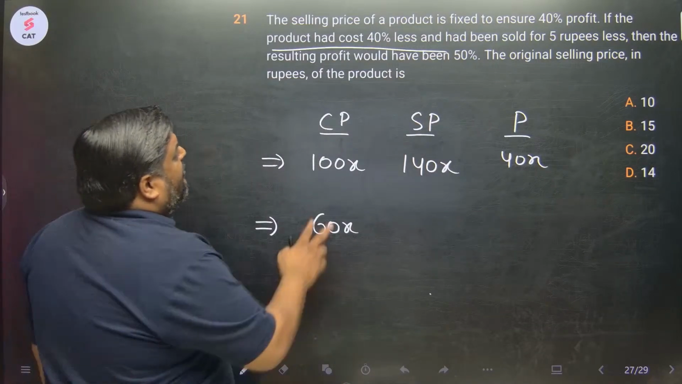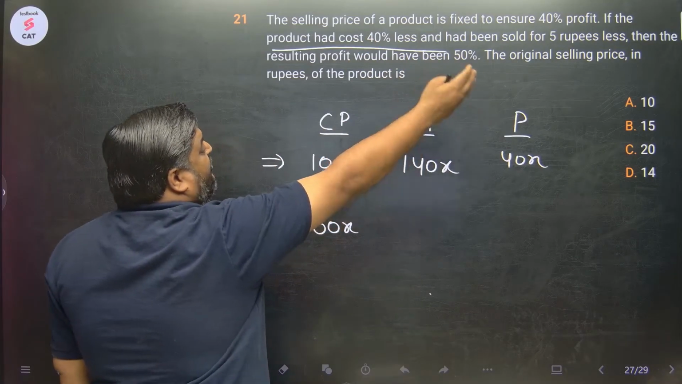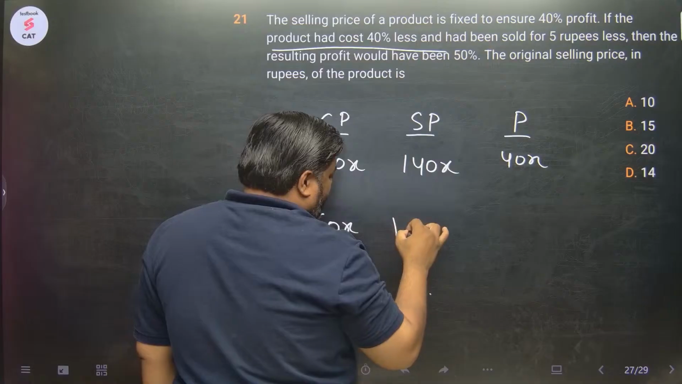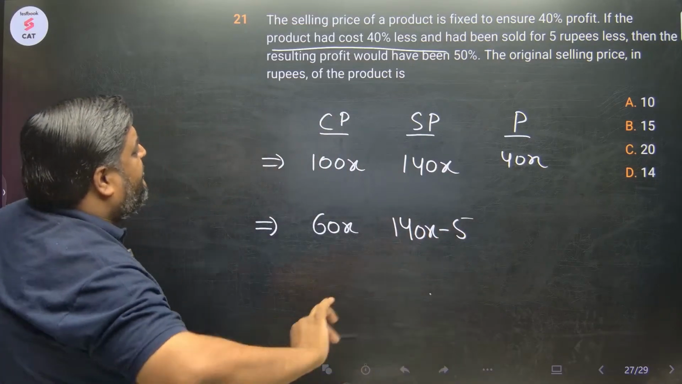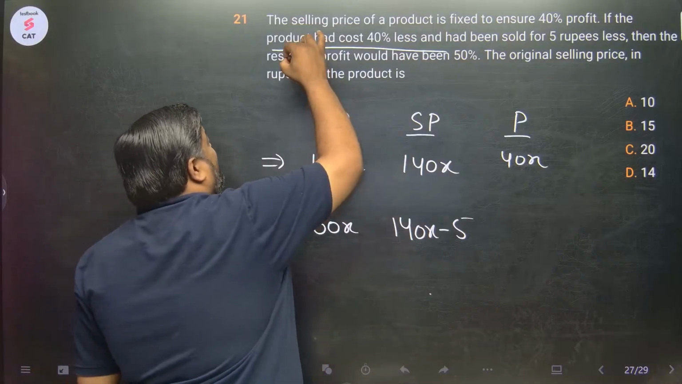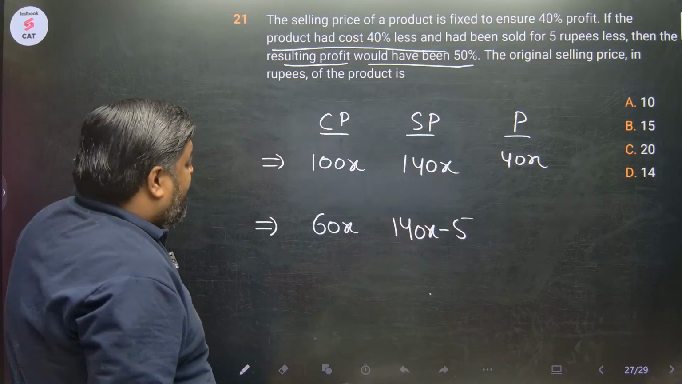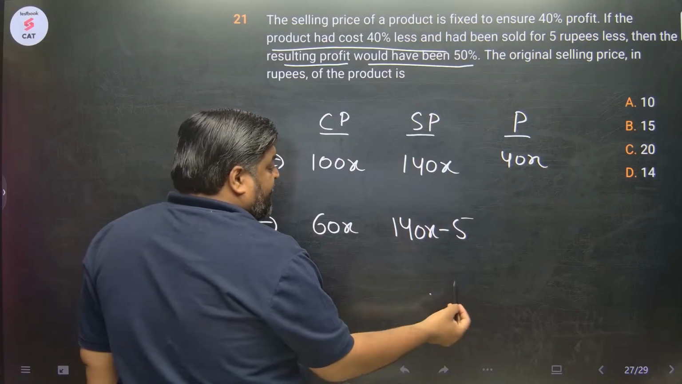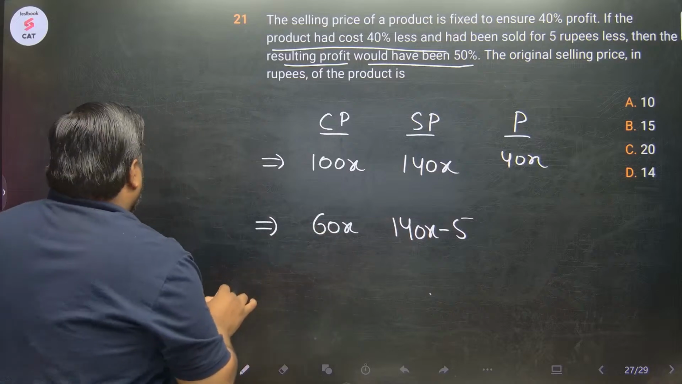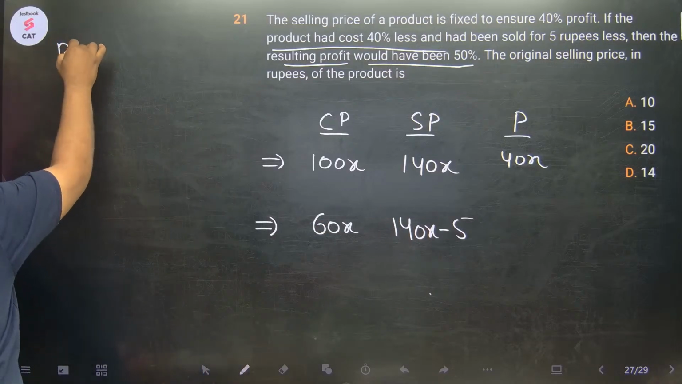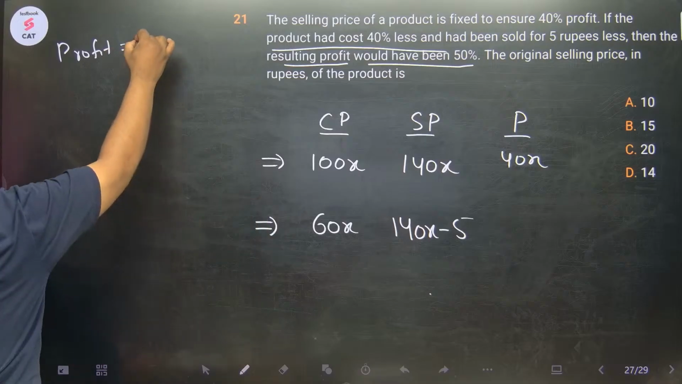Okay, so the cost price is 40% less, and it had been sold for 5 rupees less. 140x minus 5, selling price is 5 rupees less. Then the resulting profit would have been 50%. 50% of what? 50% of cost price. So what is the profit? It is 50% of cost price, 30x.